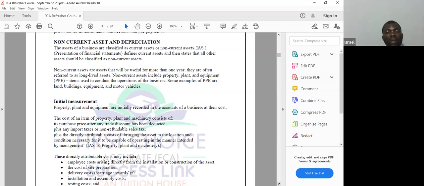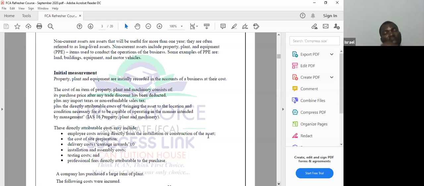Now, we have these directly attributable costs, so we listed some of them. Examples of what directly attributable costs may include: number one, employee costs arising directly from the installation or construction of the asset. Number two, the cost of site preparation. Number three is delivery cost, the carriage inward, the cost you use to take it from the port or from your point of purchase down to your warehouse. Another one is testing cost. If you purchase a machine and you are testing it, those are testing costs. You have to add them together.